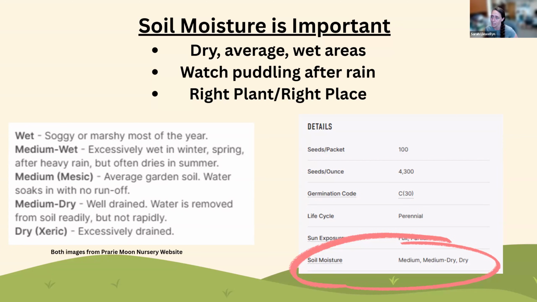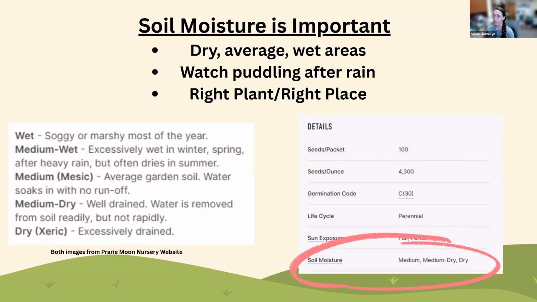I think it's supposed to rain coming up here soon, so that might be a good opportunity for you to go out and really start looking around where puddles lay, or maybe even where things kind of run off of the yard. Because our goal is the right plant at the right place.